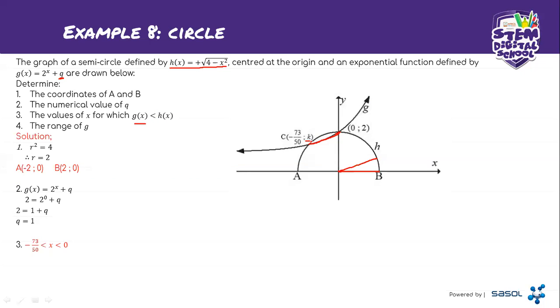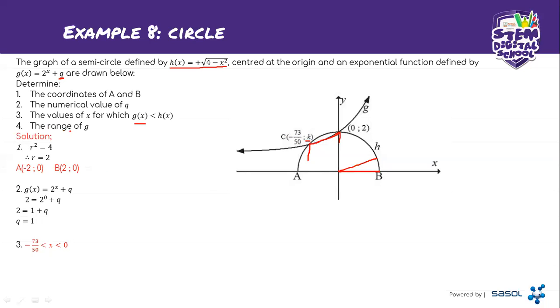Then we have to determine the value of X. You can see the value of X on this point is -73/50. And at this point, X is 0. Hence we have this. So it ranges from this one to this one, right? So X is greater than this and X is less than that. That's where the graph of G of X is less than H of X.